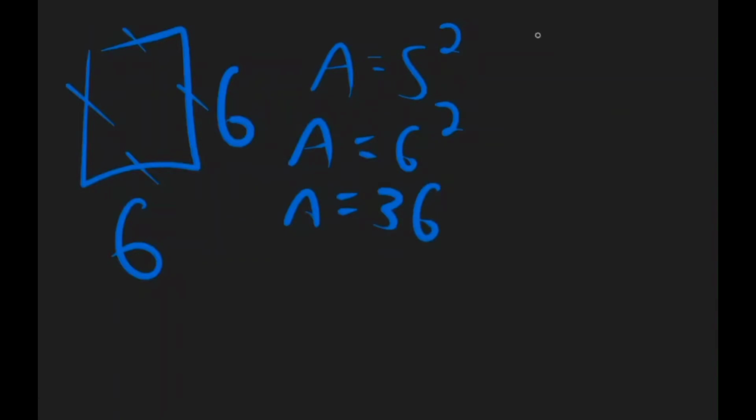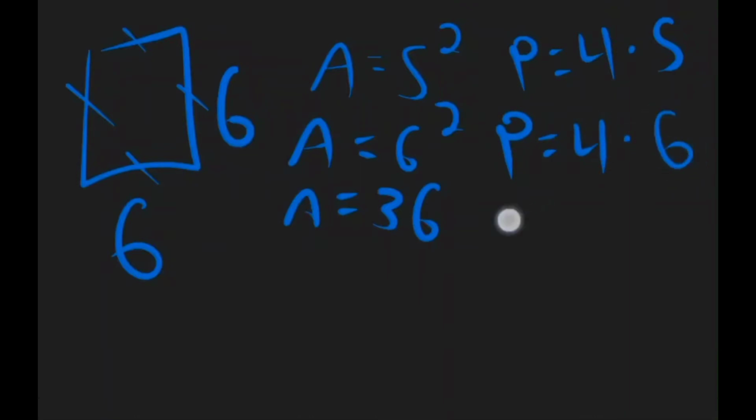Now for the perimeter equals 4 times the side. So perimeter equals 4 times 6. So the perimeter of this square is 24.